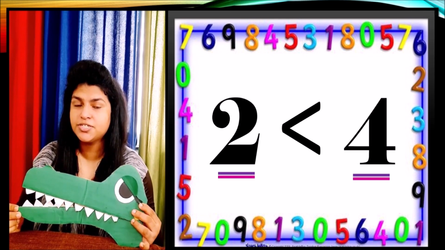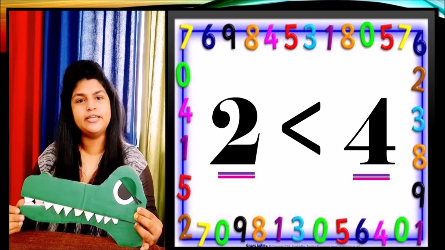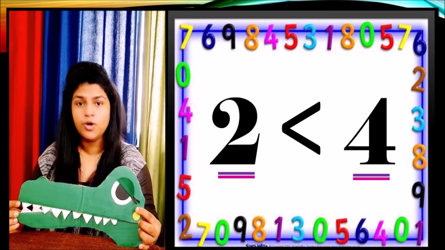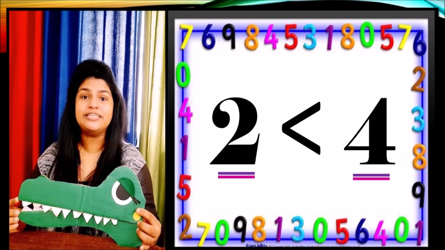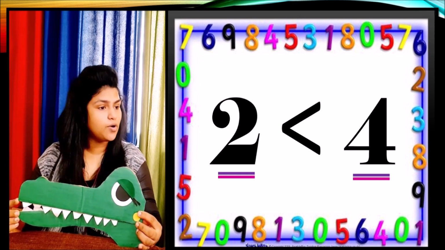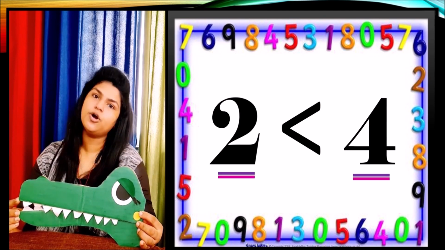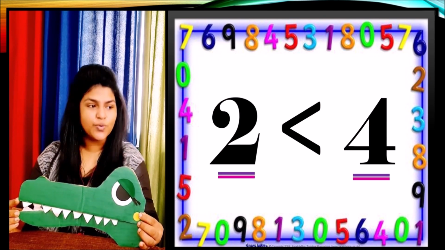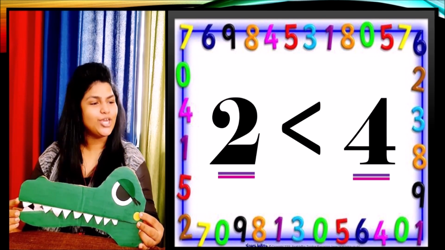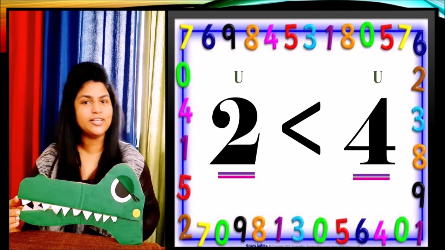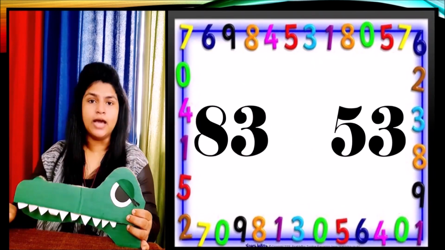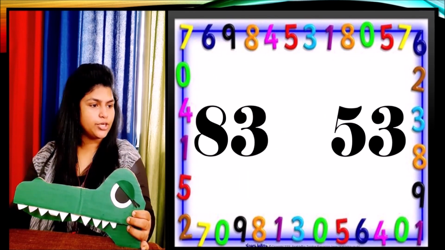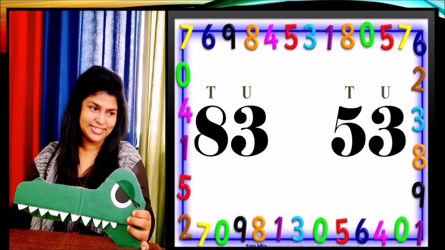Before we go to the next, remember, for finding out the big or small number, we will always use the place value code, U for units, T for tens. Now, for 2 and 4, which code would you use? U, correct. You will use the units. Okay, let's go to the next one. Now, let's put the code, units and tens, units and tens.